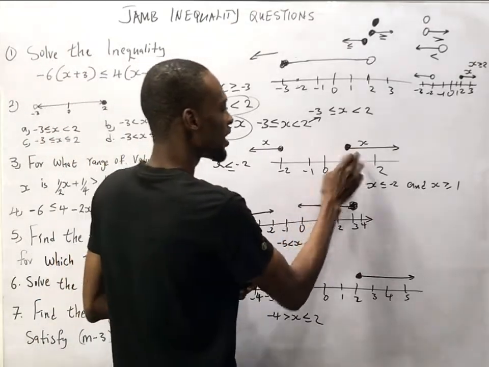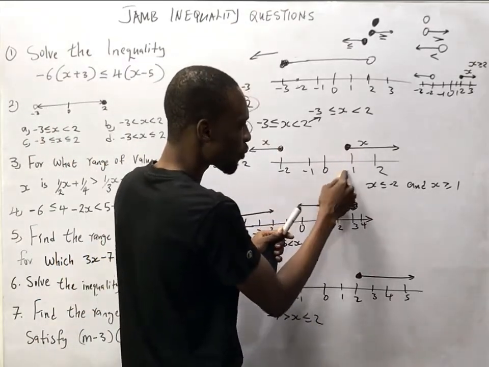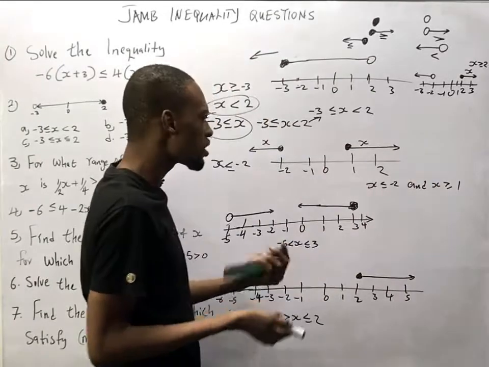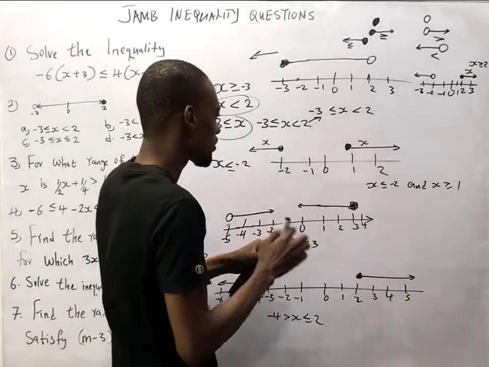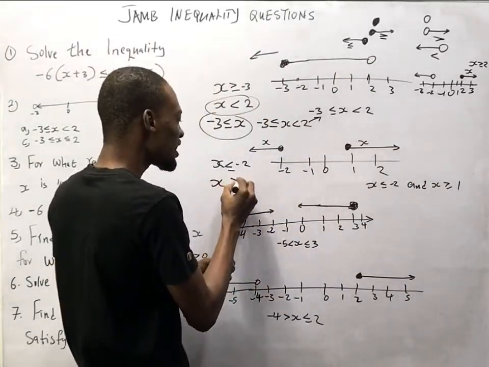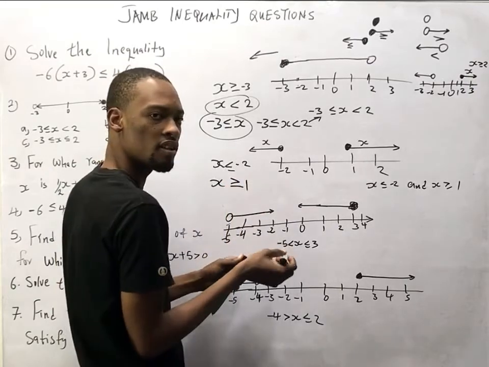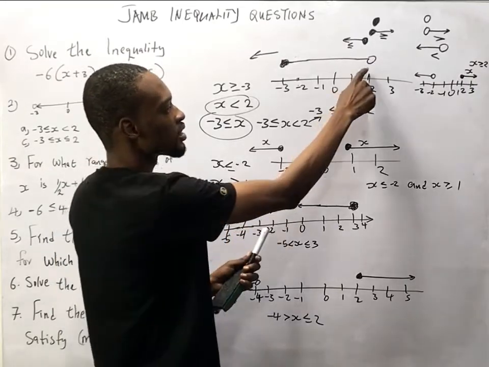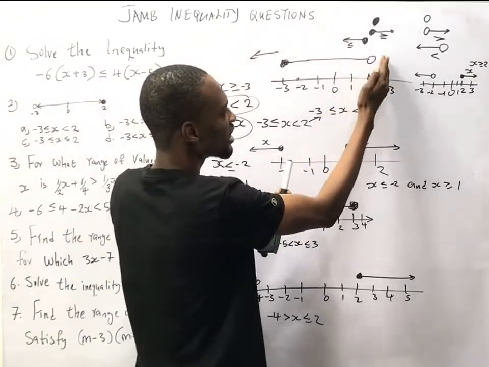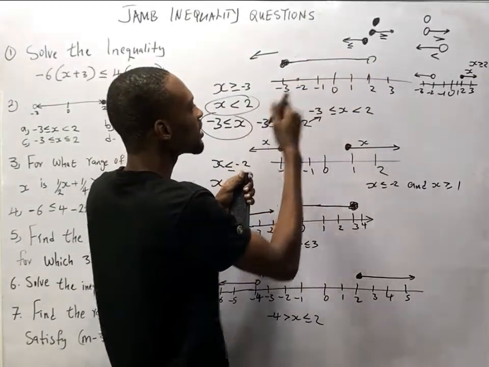For this second one, look at it. It's starting from 1 and it's going this way. So it simply means that s is greater than or equals 1, against this, because this is starting from 2 and it's coming this way. So this is something like this.